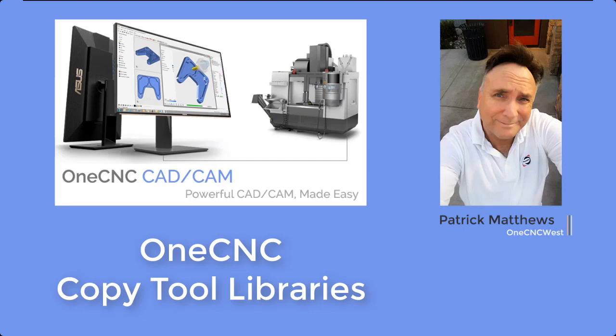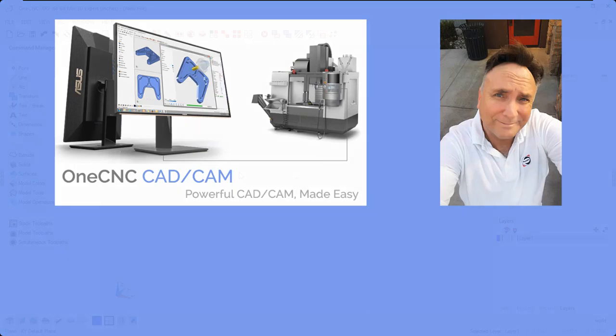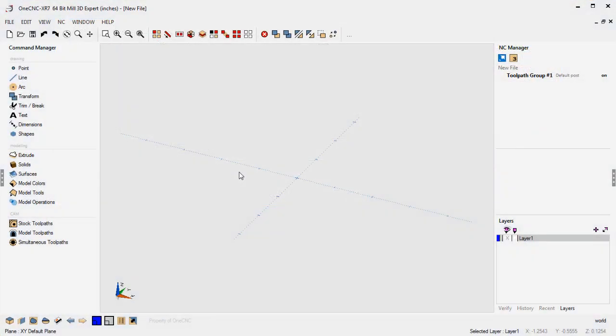What I'd like to do today is talk about how easy it is to copy a tool library from one computer to another computer. Now, in this video, we're going to focus on a situation where both computers have OneCNC XR7 Mill, okay? All right, so let's get started.